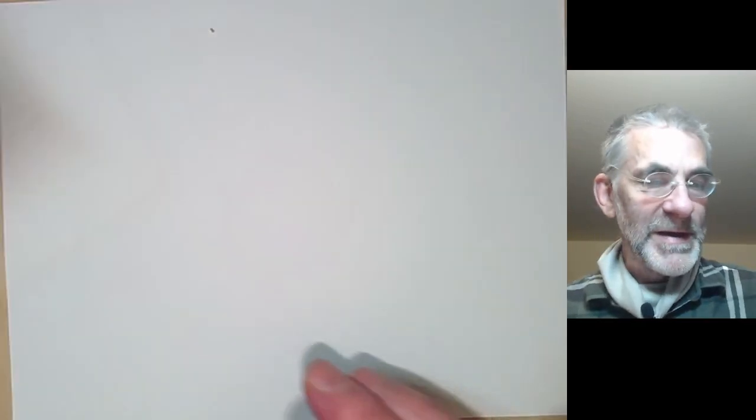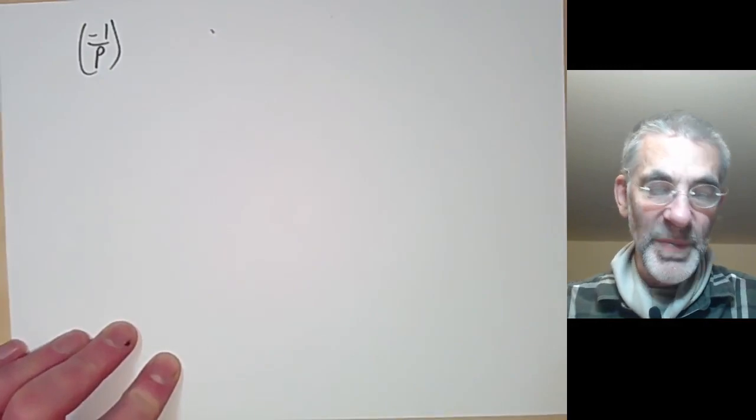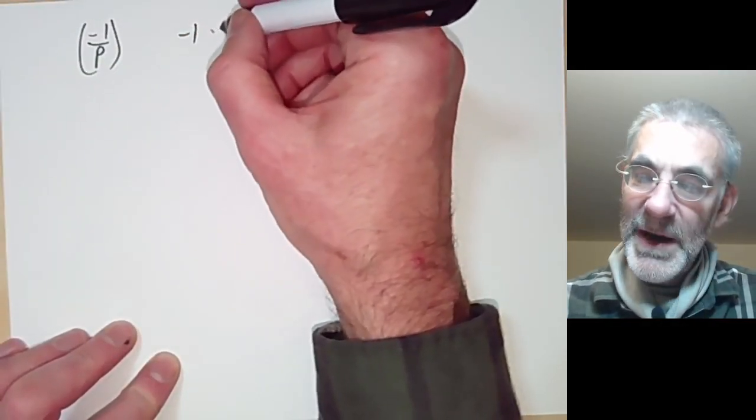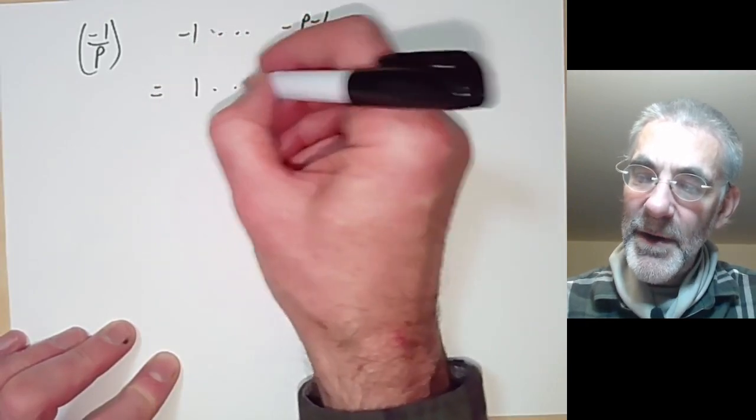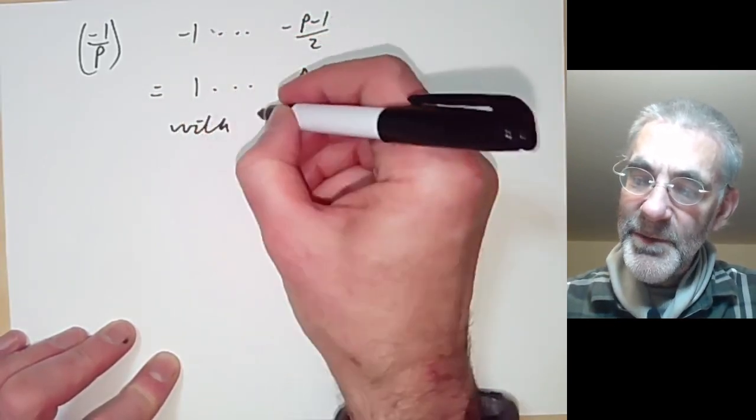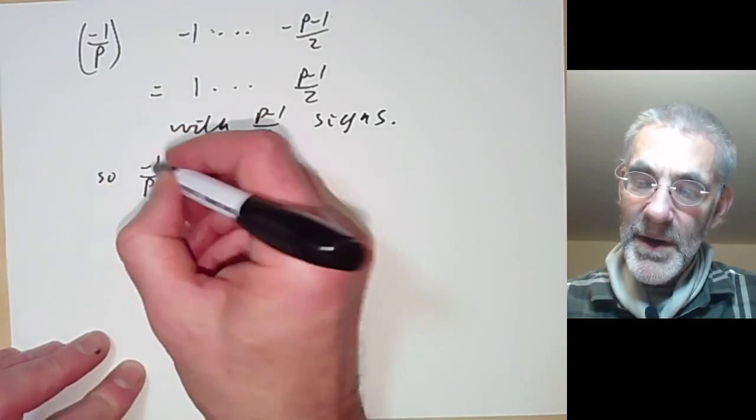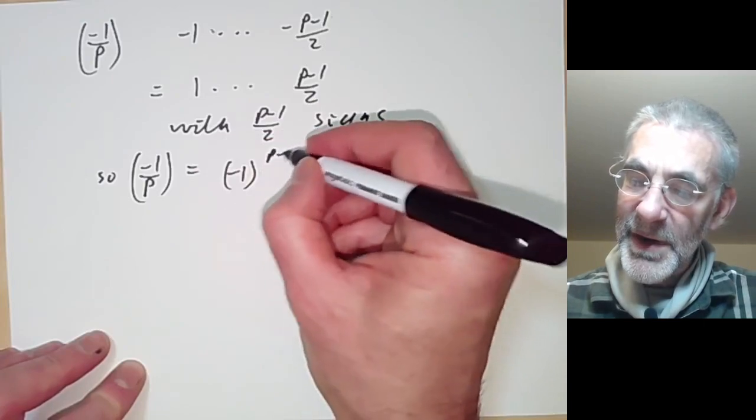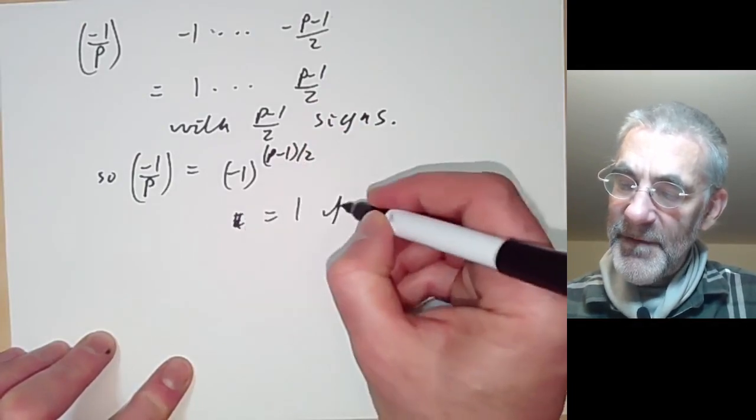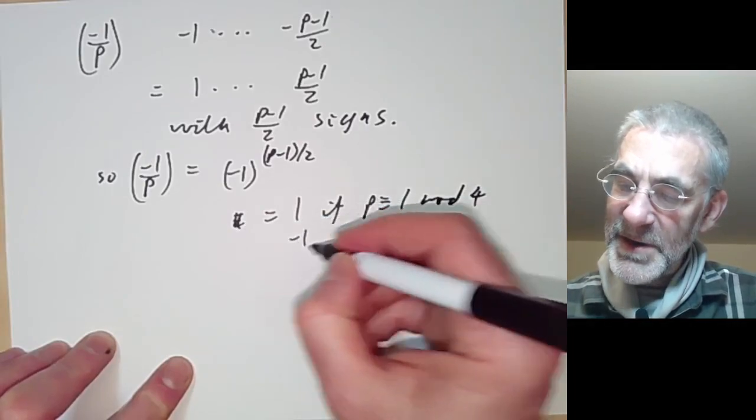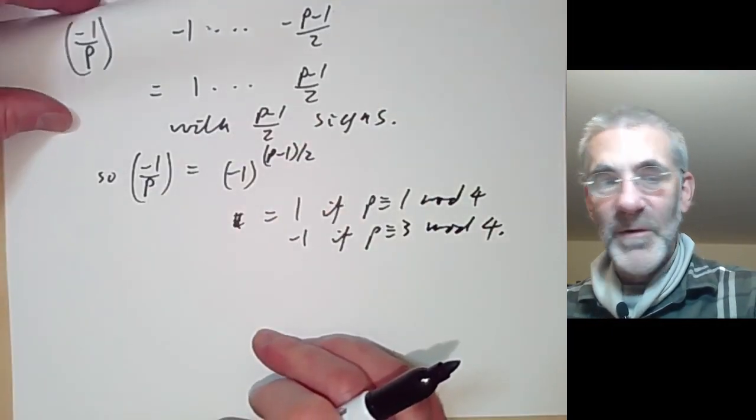Now let's check whether minus 1 is a quadratic residue of p. Here we take all the numbers from 1 to p minus 1 over 2 and multiply them by minus 1. These are the same as 1 up to p minus 1 over 2 with p minus 1 over 2 signs. So the Legendre symbol of minus 1 over p is equal to minus 1 to the p minus 1 over 2. As usual, p is odd, of course. And this is equal to 1 if p is congruent to 1 mod 4, and minus 1 if p is congruent to 3 mod 4, which is the result we found earlier. So this works for minus 1.